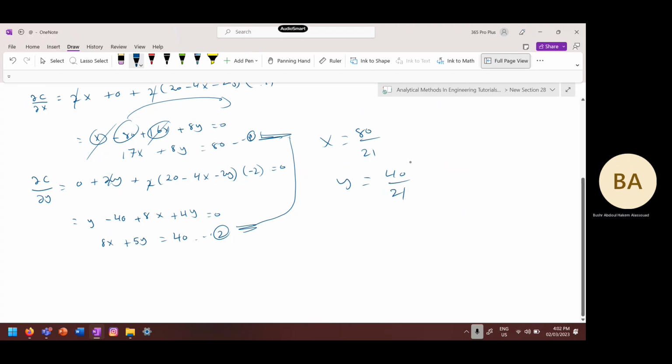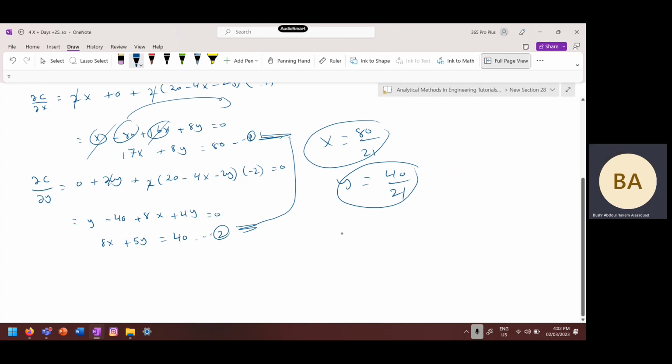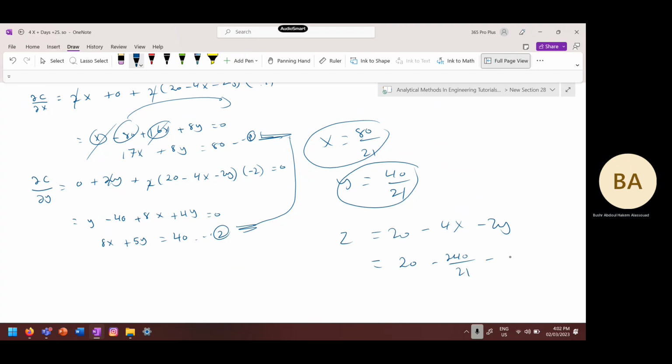Okay, now use these two again in the auxiliary function, which is z equals 20 minus 4x minus 2y. Just substitute these values back. So we'll have 20 minus 4 times 80, which is 240. Yes, I guess so. 240 over 21 minus 2 times 40 over 21.